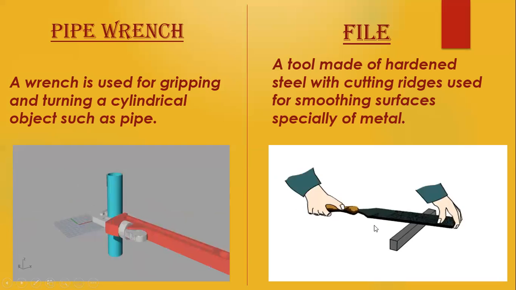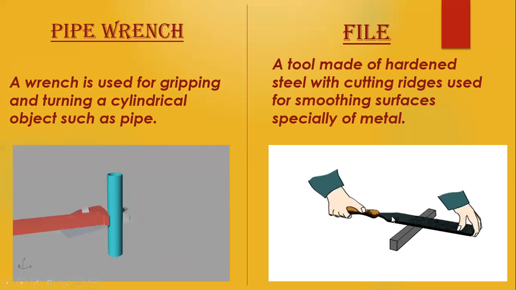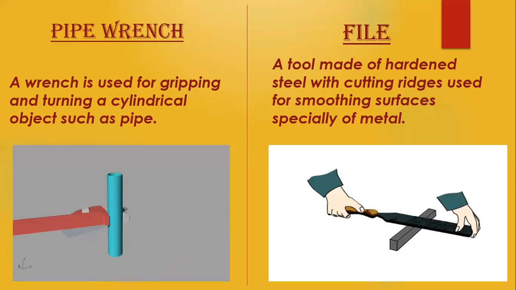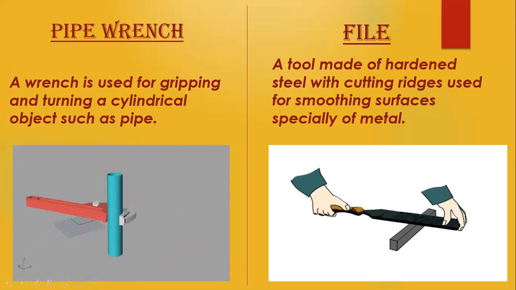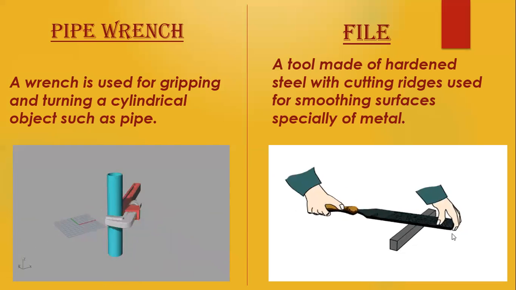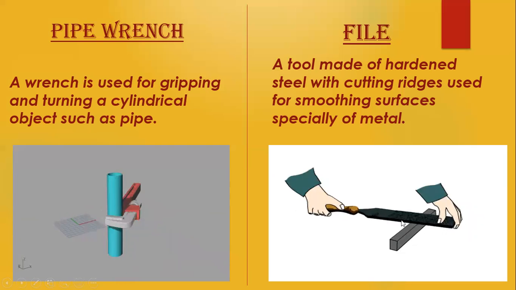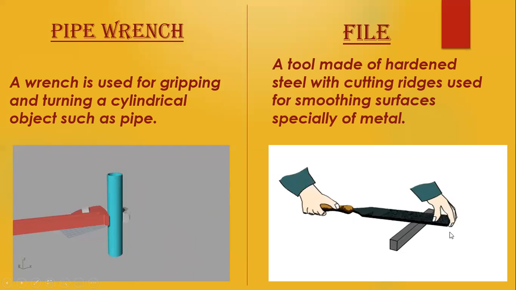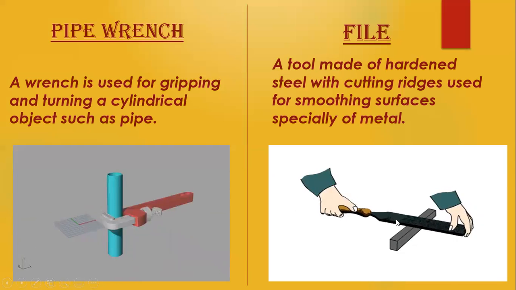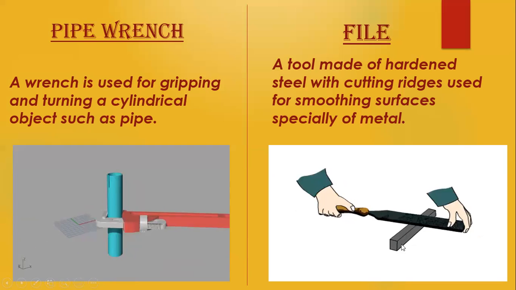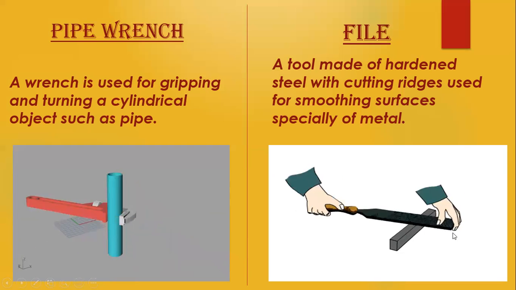You can also see your mothers use a nail file to file the nails. It works like this. It's made of something lighter, to file the nails. But these files are used by carpenters to smoothen the wood or the metal piece. This is file.